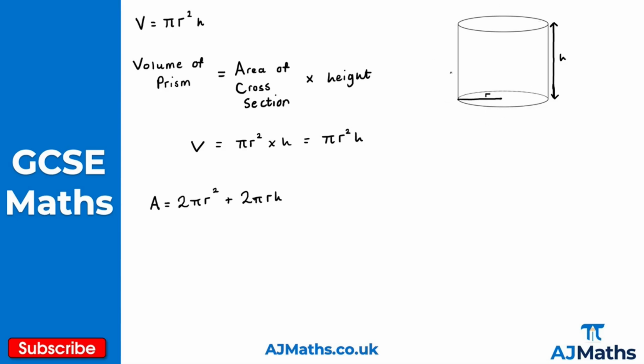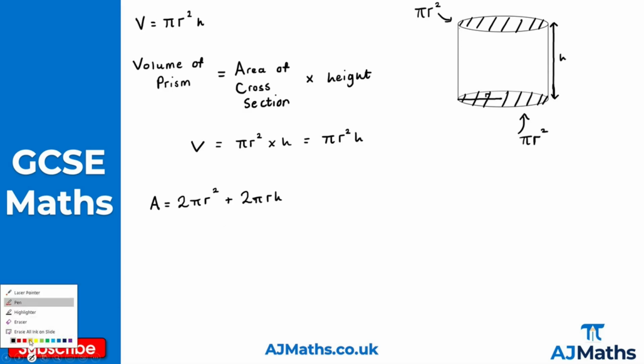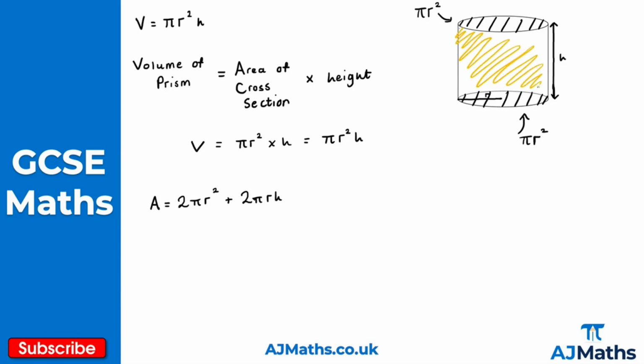Well, if we think about the cylinder, there are three things to consider. I've got the surface area of the circle on top, which would just be pi r squared, the area of a circle. We've also got the circular base, which again would be pi r squared. Then we've got the outside of the container, which I'll do in orange, that goes around the cylinder.